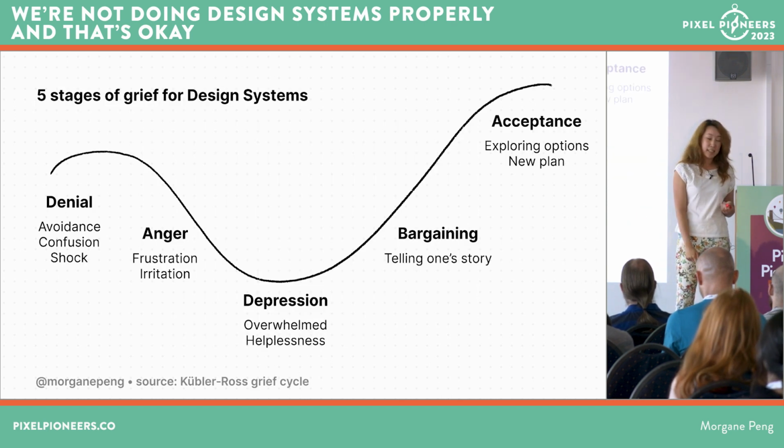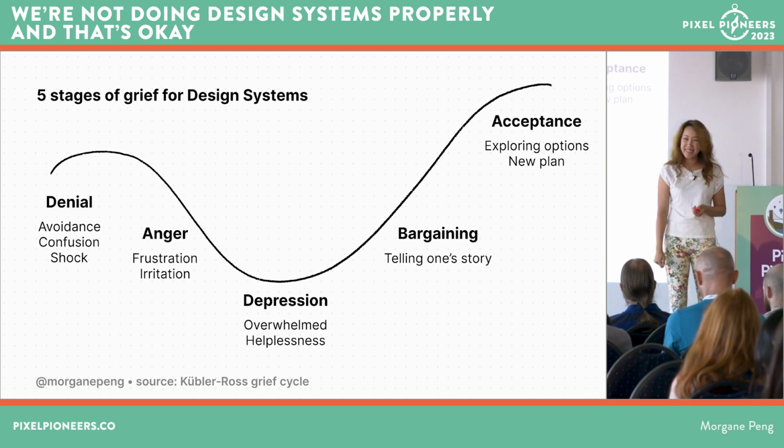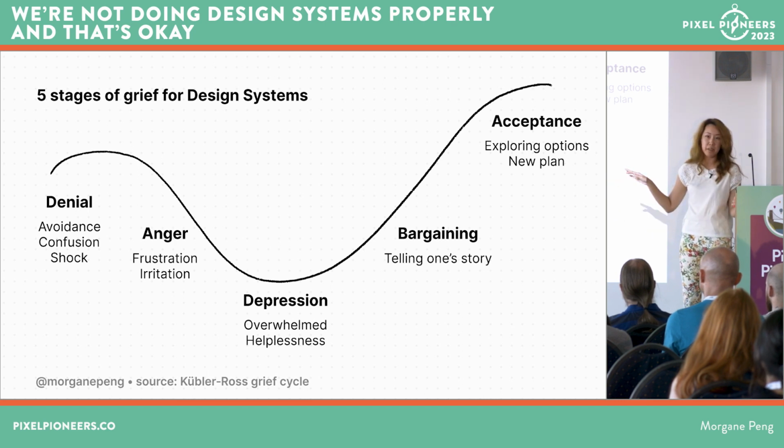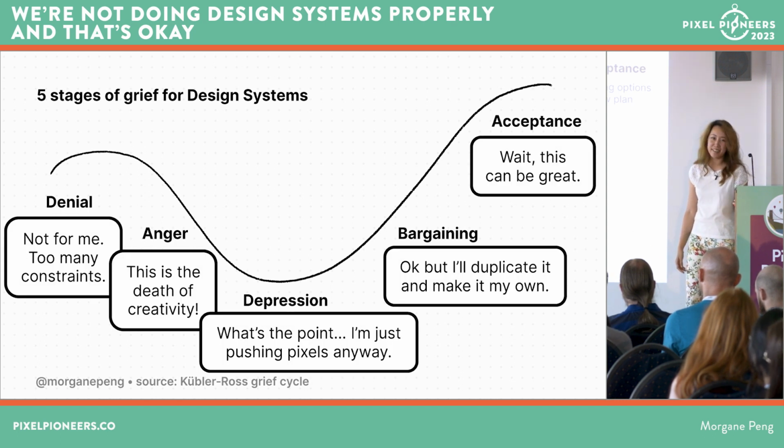I called it the five-stage grief of design systems for designers. Denial first. I heard this for real: "That's not for me. A design system comes with too many constraints." Then there's anger. "This is the death of creativity." I could argue that, yeah, fair enough.